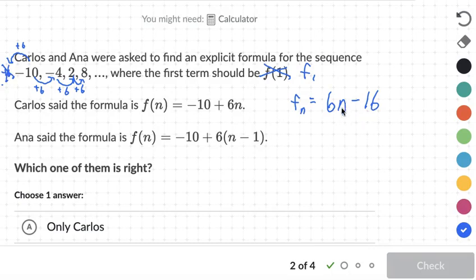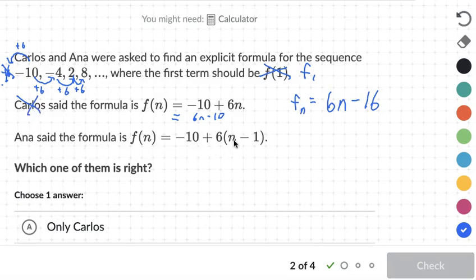Let's check it. If we plug in the number 3, we should get the third term, which is positive 2. Well, 6 times 3 is 18, and 18 minus 16 is 2. So our formula does work. Notice that this formula doesn't look like either one of these, but these are written a little bit differently, although we already know that Carlos is wrong, because we could rewrite his as 6n minus 10. But we know the correct formula is 6n minus 16, so Carlos is wrong.